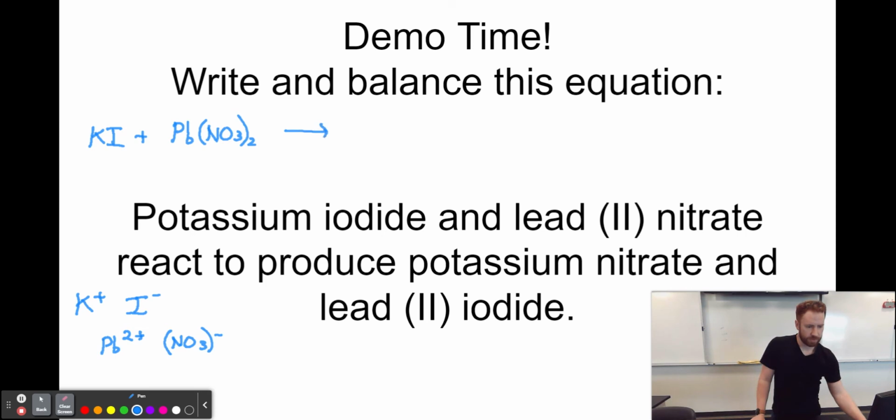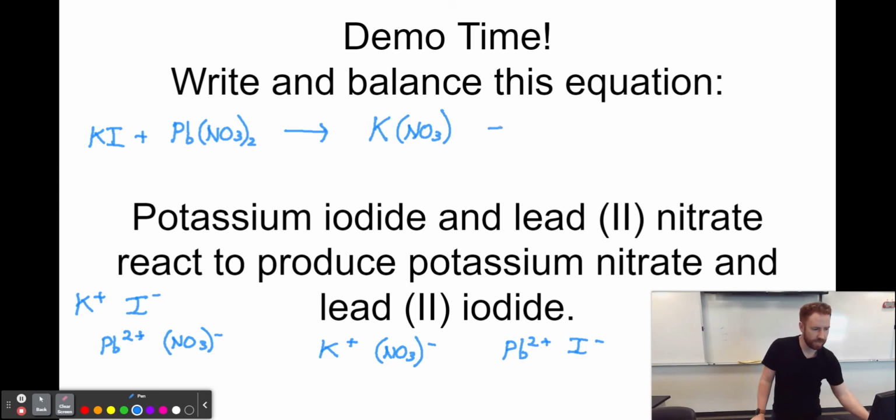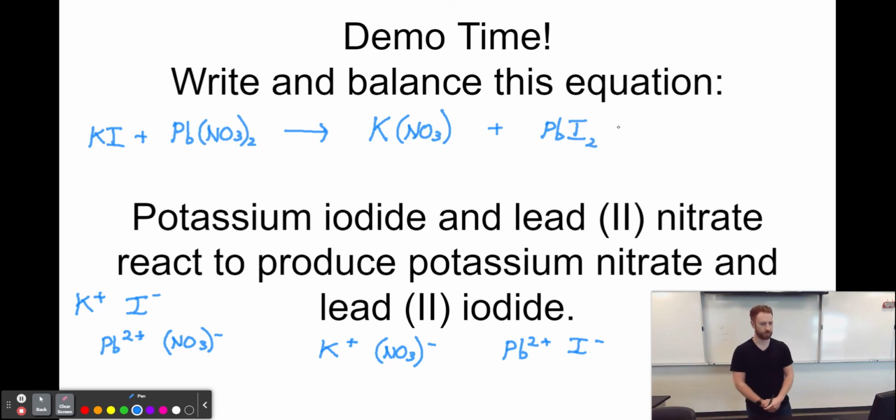Those react to produce potassium nitrate. So we've got potassium with a plus charge and nitrate with a negative charge coming together. So it's just going to be one of each, potassium nitrate. And lead(II) iodide. So lead with a 2+ charge, iodine with a -1 charge. Cross drop, and it's going to be 1 lead, 2 iodides. That's our skeletal equation. Now let's balance it.